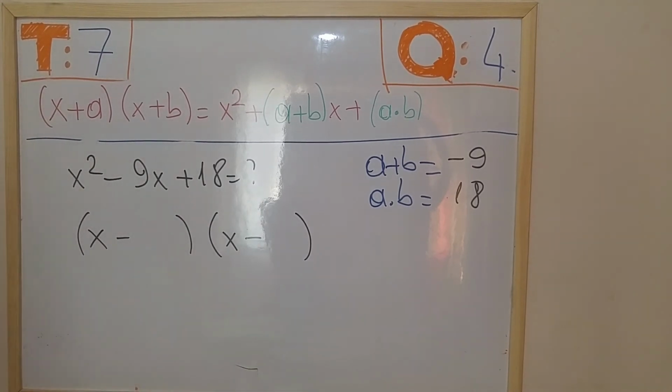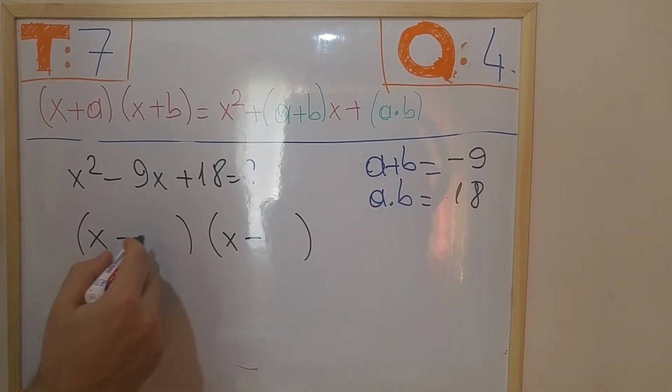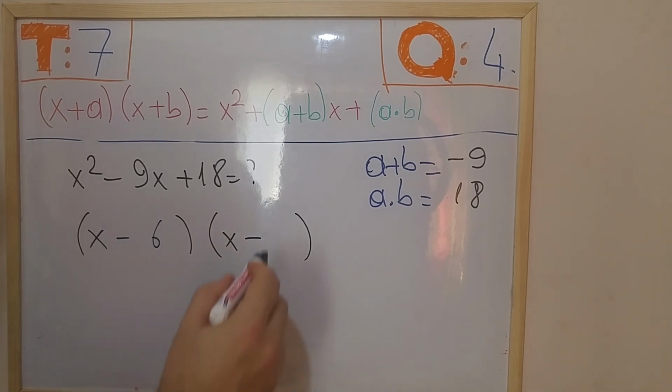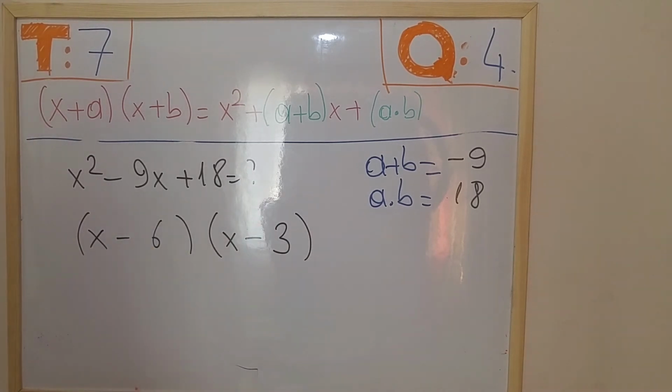And what numbers do we have that yield to 18? We have 6 and 9. We have 6 and 3. When you sum minus 6 by minus 3, you have minus 9. So that gives you the result. X minus 6 and x minus 3.